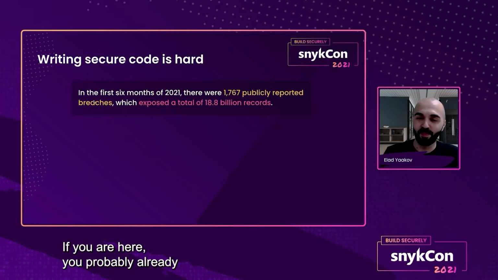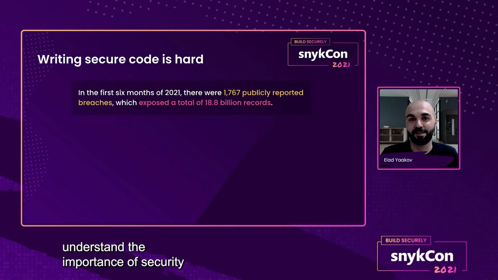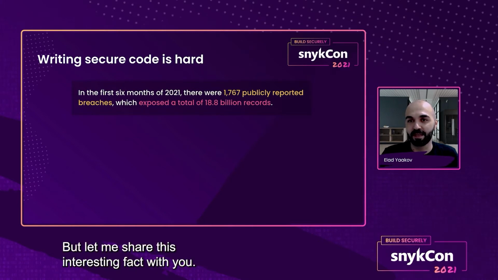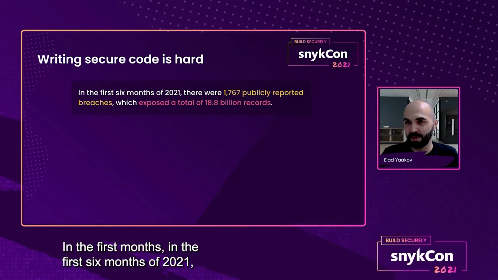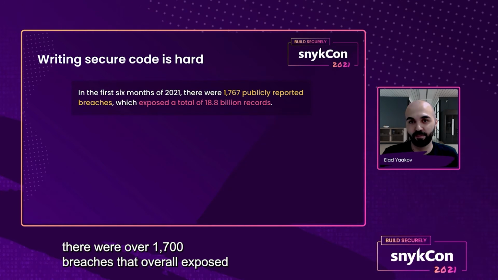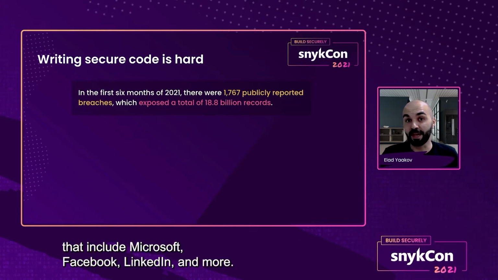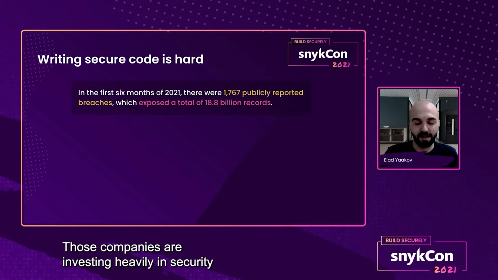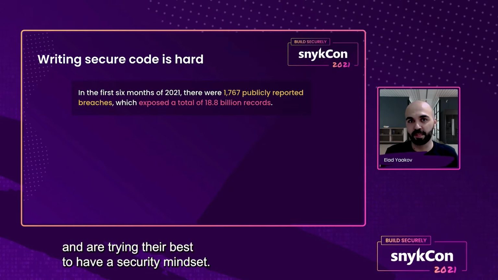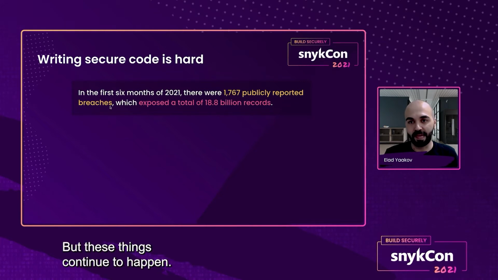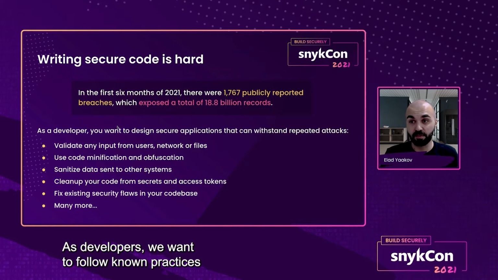If you are here, you probably already understand the importance of security and securing your applications, but let me share this interesting fact with you. In the first 6 months of 2021, there were over 1,700 breaches that overall exposed over 18 billion records. And these breaches happened to companies that include Microsoft, Facebook, LinkedIn, and more. Those companies are investing heavily in security and are trying their best to have a security mindset, but these things continue to happen.